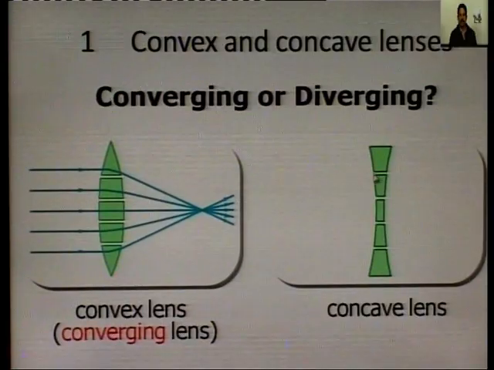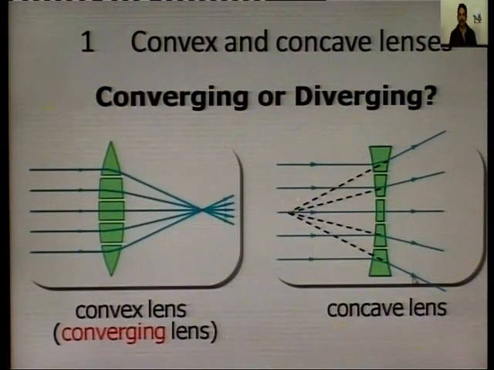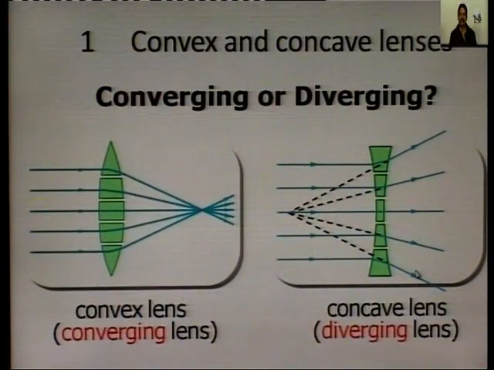Now let us discuss the concave lens. The parallel rays of light incident on this concave lens move apart from each other, or in other words they diverge, and they appear to be coming from a point. As the rays of light after passing through the concave lens move apart, the lens is called a diverging lens. So, a convex lens is a converging lens and a concave lens is a diverging lens.